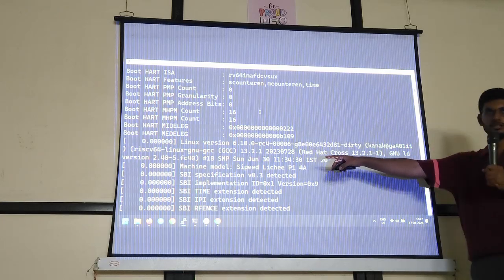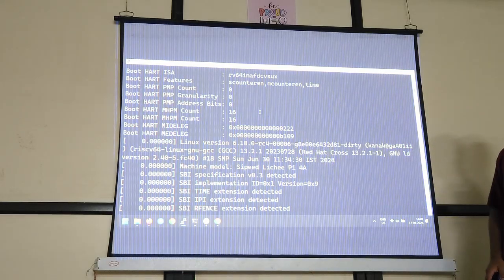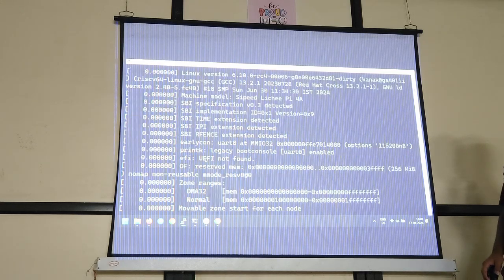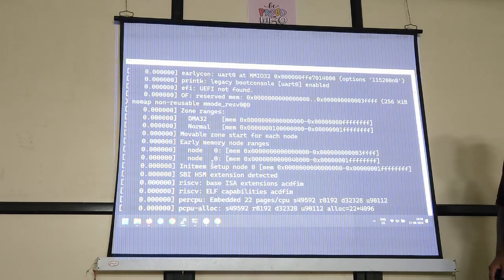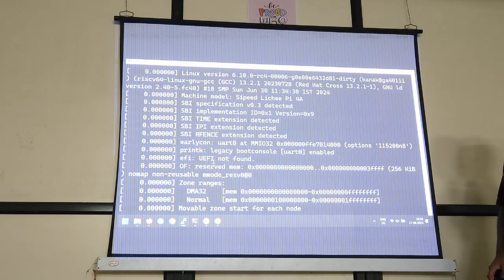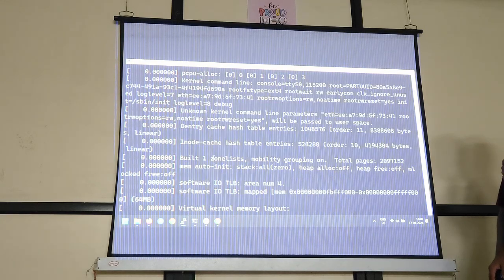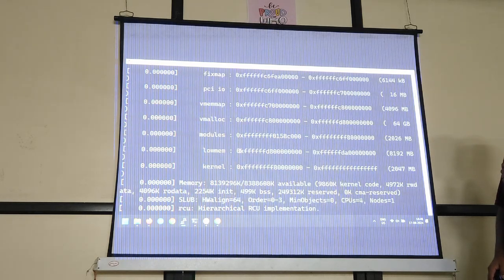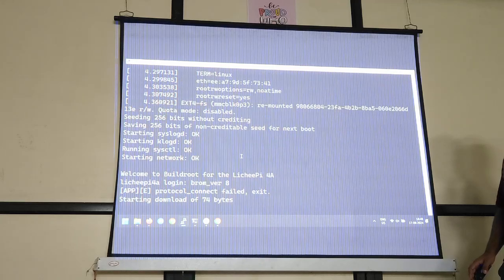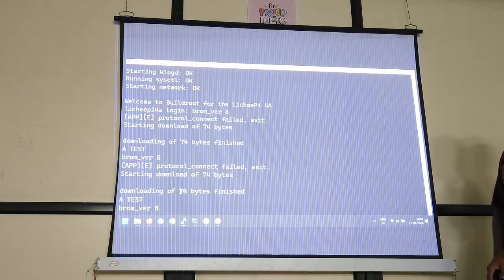Then we have this Linux kernel starting. So this is the 0th timestamp in dmesg and everything will be there. Then this is the early con. Then all the addresses will be given here. The standard Linux build output. Then kernel command line, everything will be there, and then we'll have the kernel starting. We will get this welcome logo, welcome to Buildroot for Lichee Pi 4A.